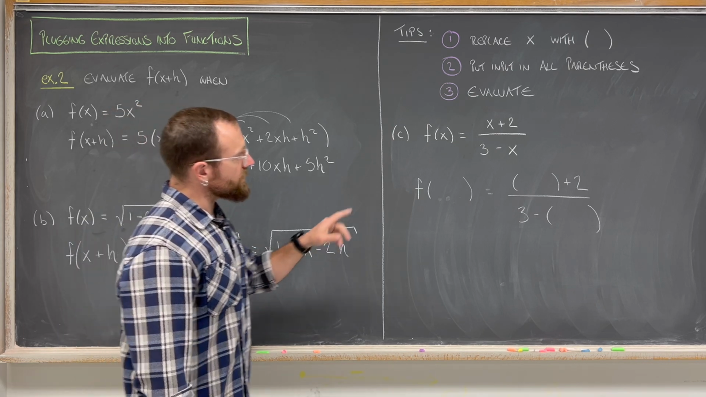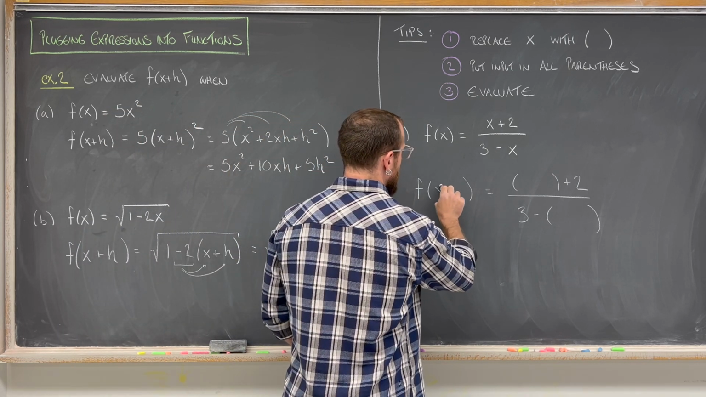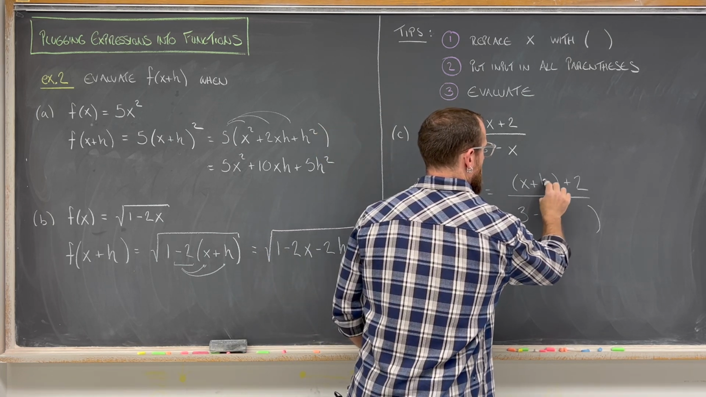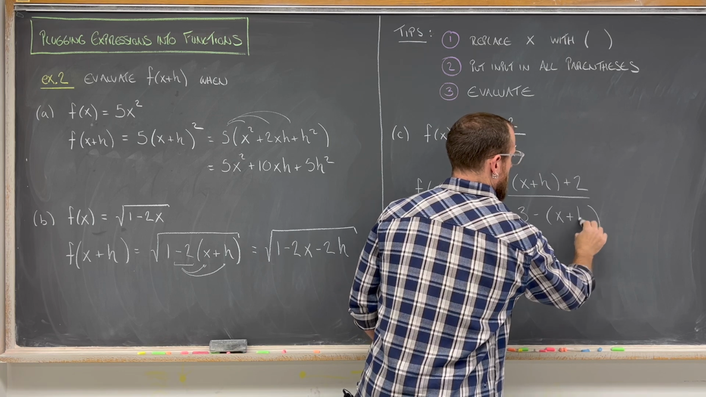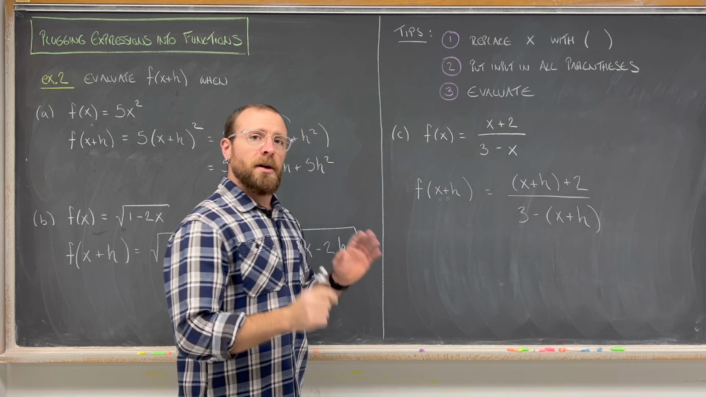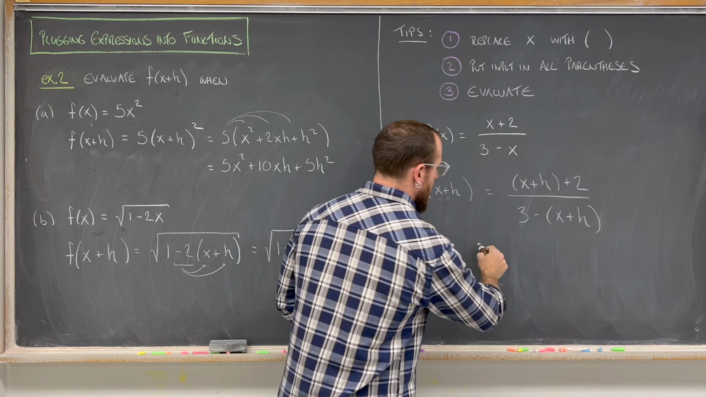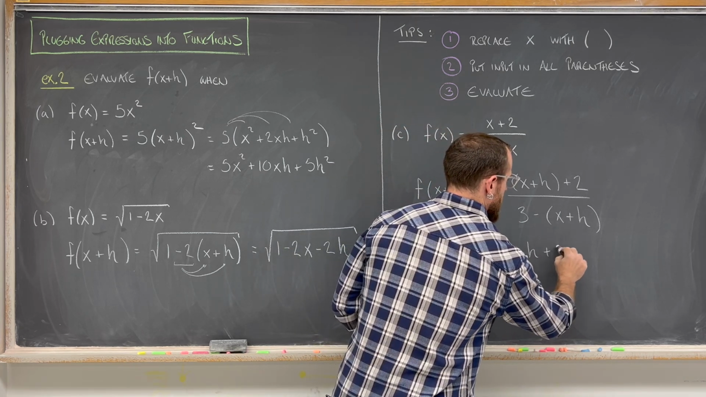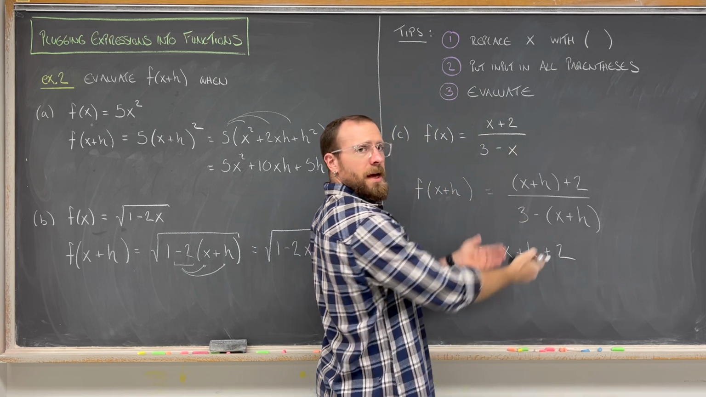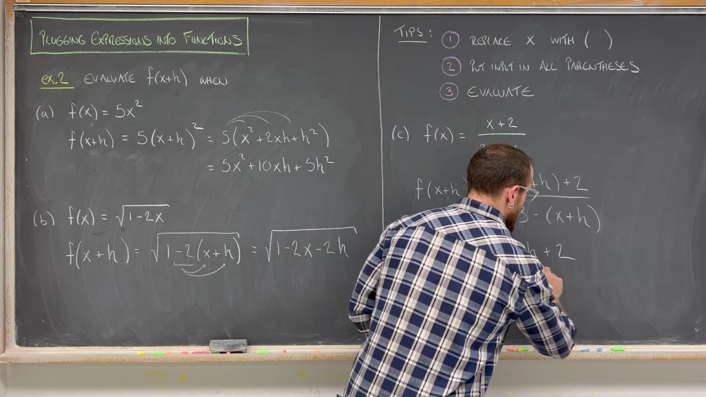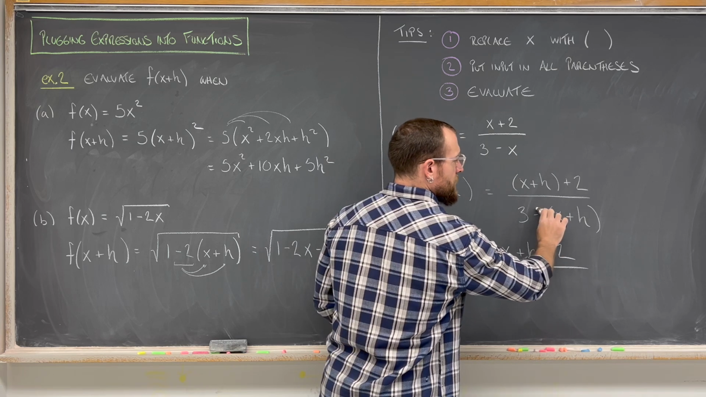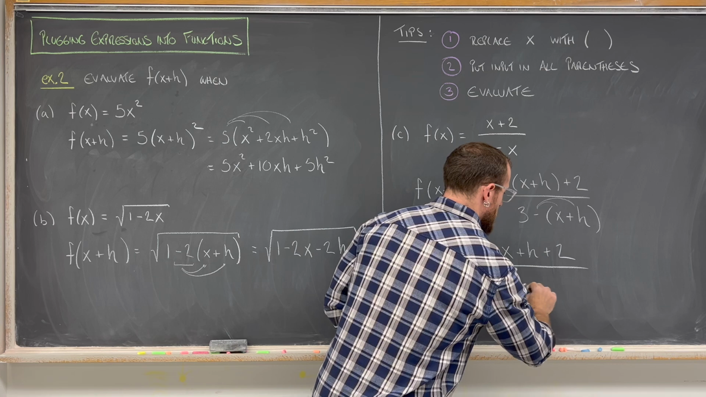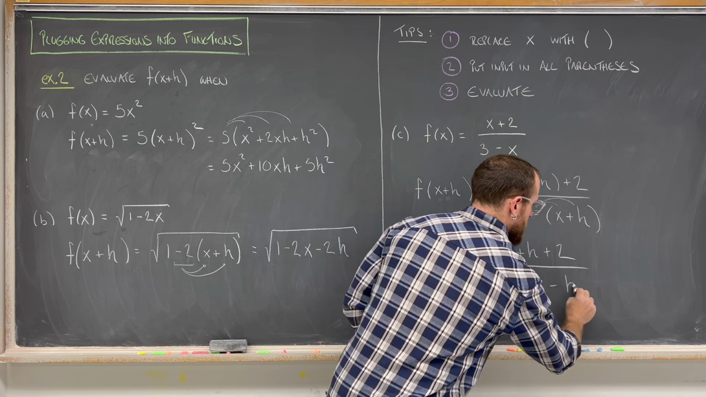Here, if you want to know what is f of x plus h, I'll set myself up like this. Okay? And the parentheses are important, not so much in the top. The top is x plus h plus 2, and that's the same with or without the parentheses. But downstairs, they are doing something. I'm supposed to subtract the x and subtract the h. That's a 3 minus x minus h.